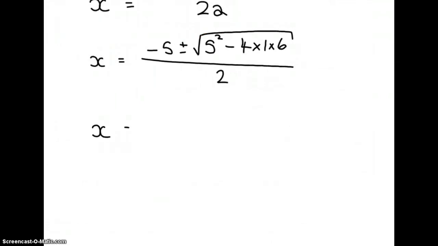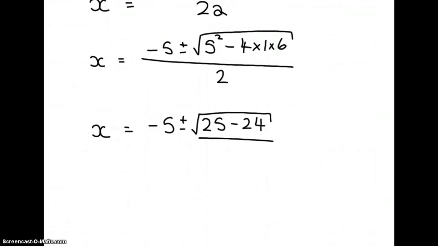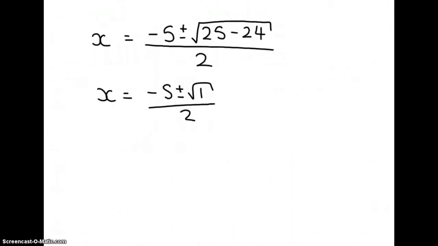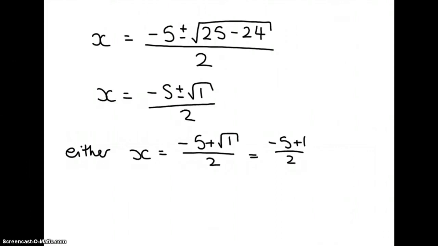So if we do a bit of simplifying with this, we'll get minus 5 plus or minus root 5 squared is 25, 4 times 1 times 6 is 24, all over 2. So x must be minus 5 plus or minus root 1 over 2. And this is how we now get two answers. So either x equals minus 5 plus root 1 over 2, which is minus 5 plus 1 over 2, which is minus 4 over 2, minus 2 is one answer.